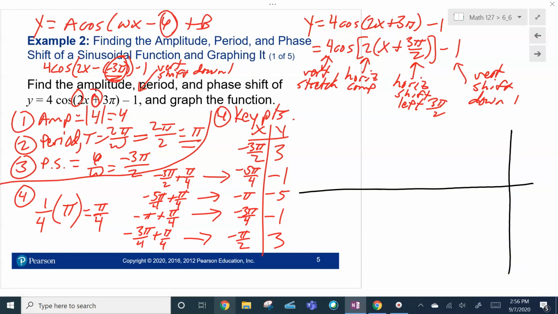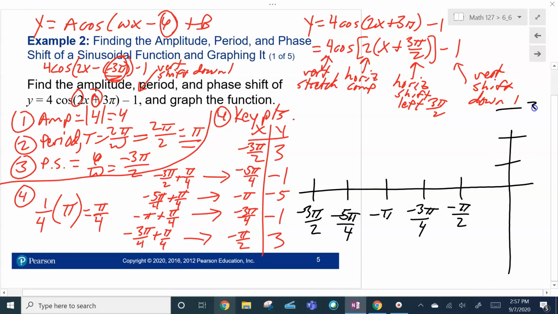Now this time I'm going to start at negative 3 pi halves. Remember, this is going up by pi half. So negative 3 pi halves, we got 3. There's the start of our cosine. Negative 5 pi fourths is negative 1. Right, this is like the center.